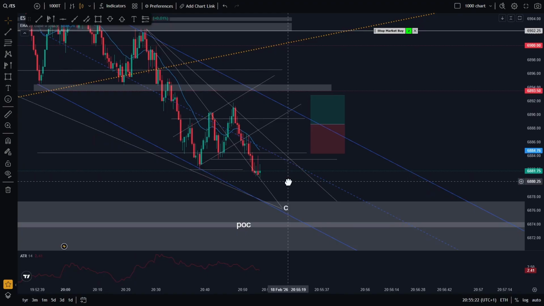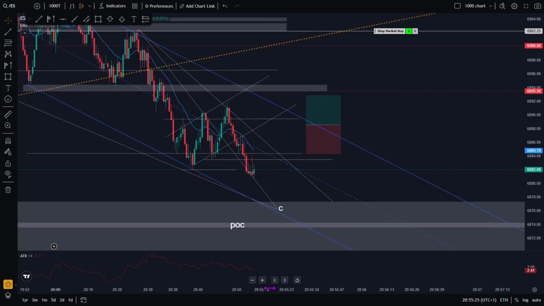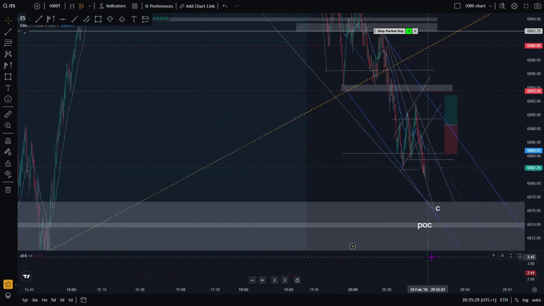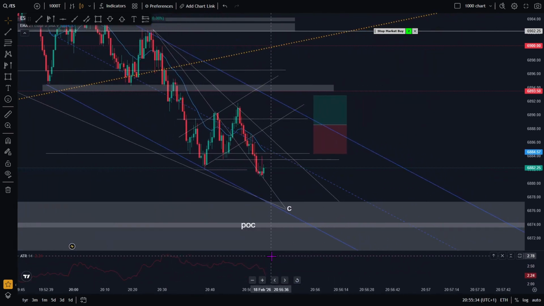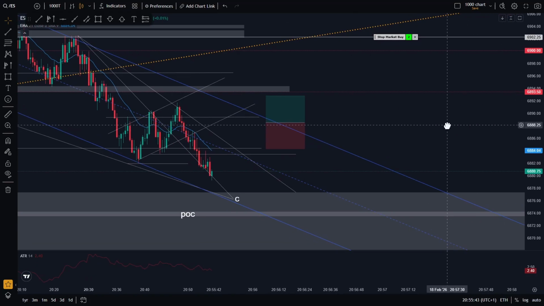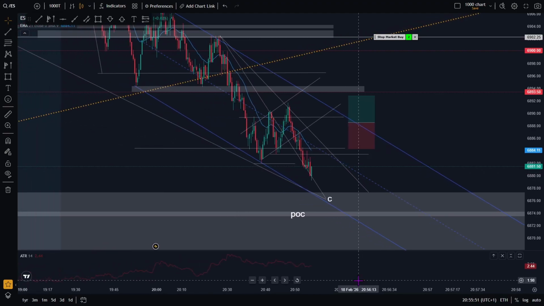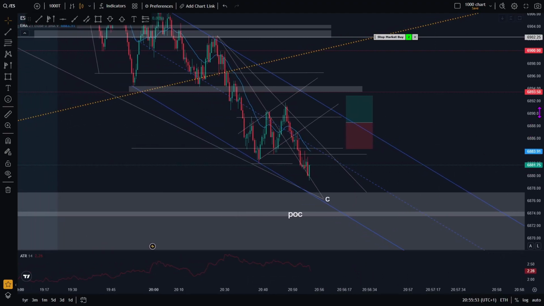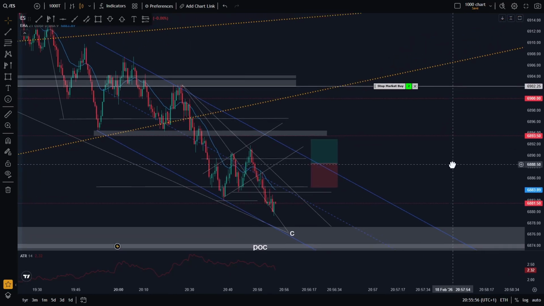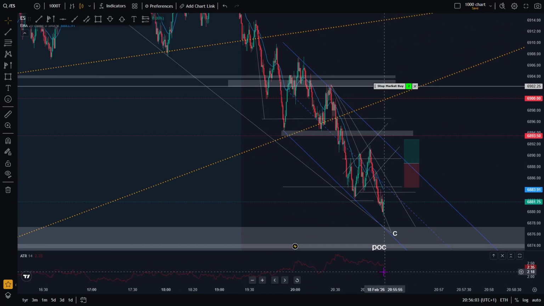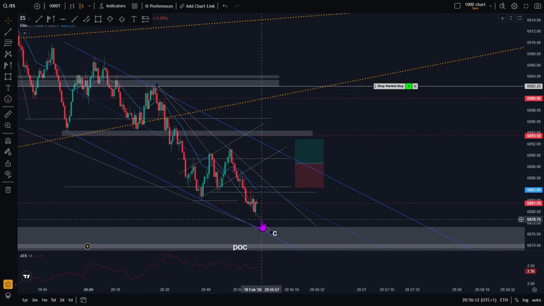If this one fails, it could also create quite a strong move back up again. They're moving price down all the time, so there is no question about that. They want to get to the POC, and as soon as we get to the POC, the question is, we could find any signal for a reversal.